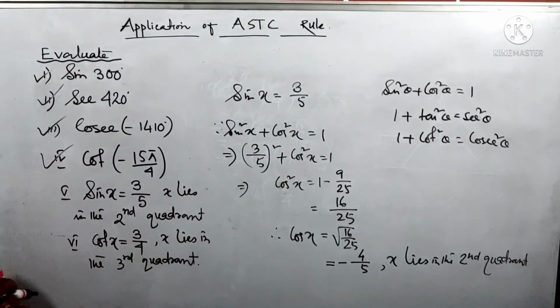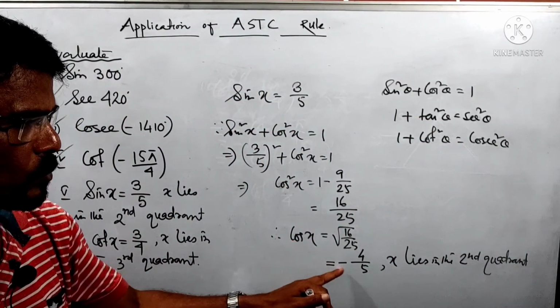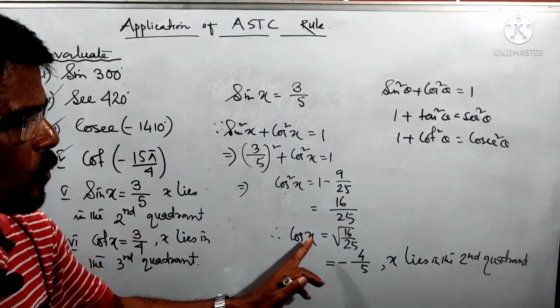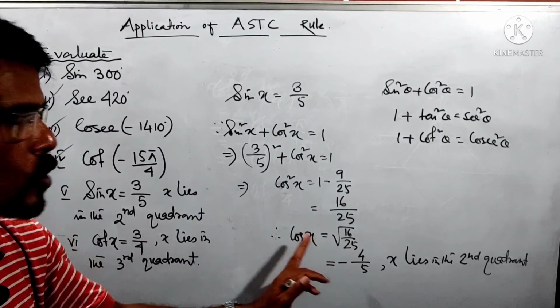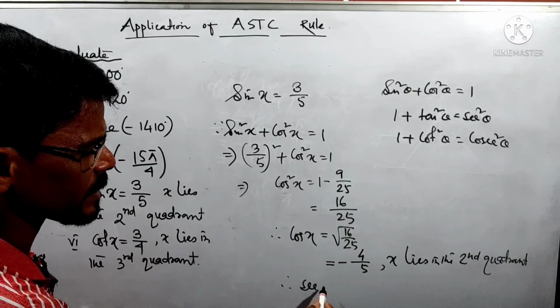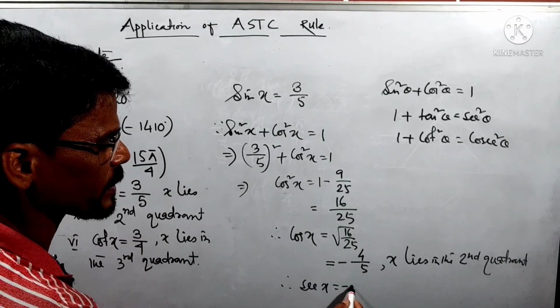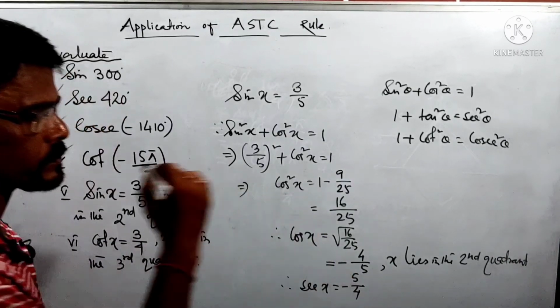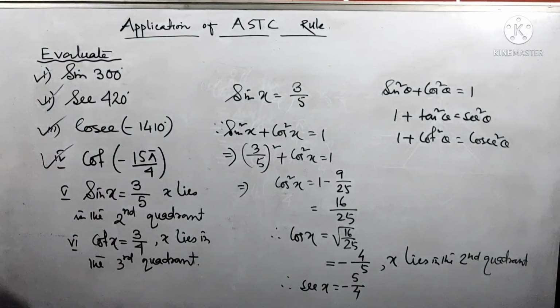x lies in the second quadrant, that's why cos x equal to minus 4 by 5. If cos x equal to minus 4 by 5, cos's opposite is sec, that's why we can calculate directly sec x equal to minus 5 by 4. This is the value of sec x.